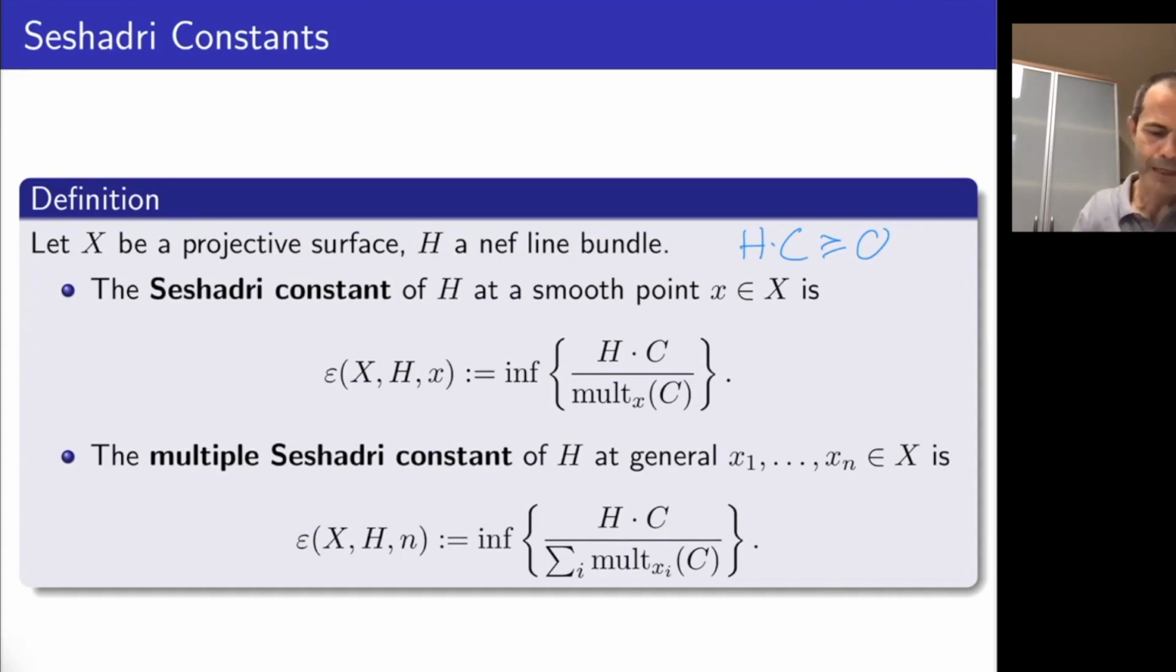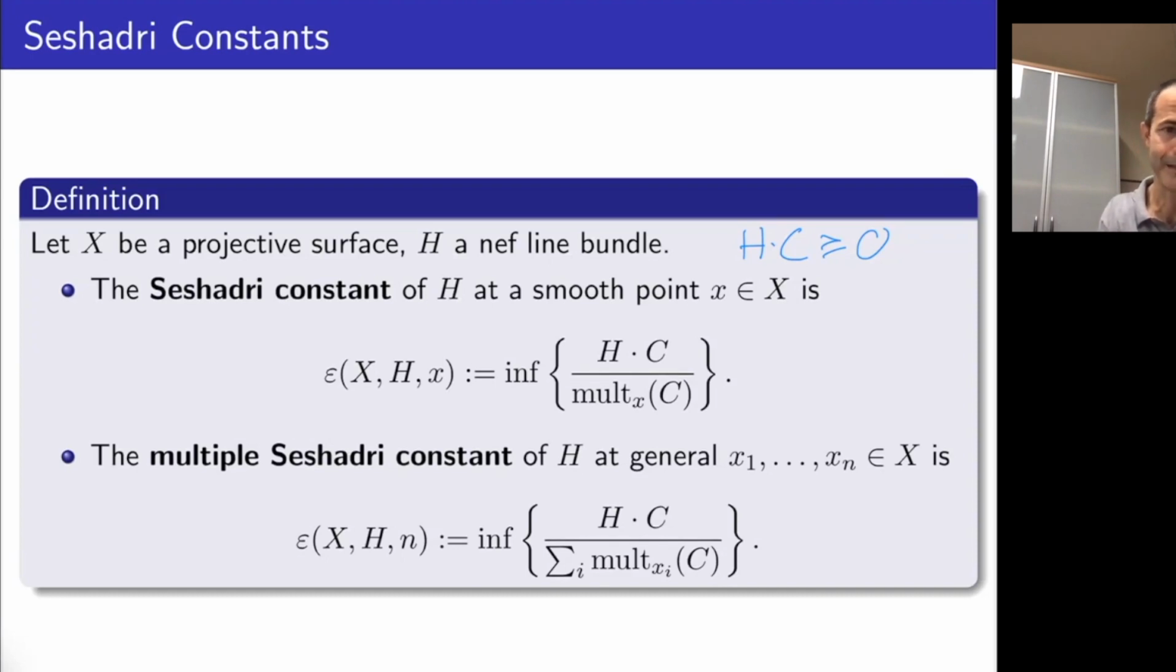In an analogous way, we can define the multiple Seshadri constant. Now we fix n general points on the surface. The denominator is now the sum of the multiplicities of the curve at the points, and we consider all the curves passing through at least one of the points.